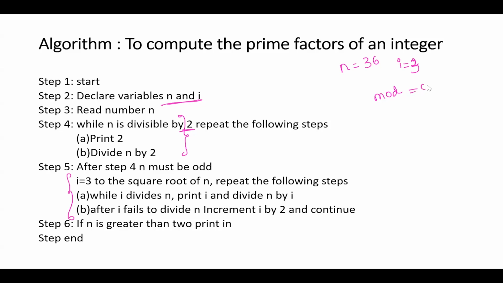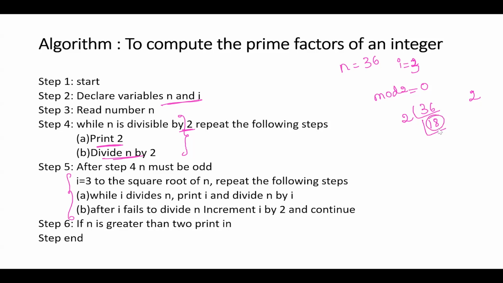So if I'm getting a 0 remainder when I'm dividing it by 2, it is understood that it is an even number. So if it is divisible, then what we are going to do is print the value 2 and divide n by 2. So let us do that. n is 36. Repeat the following steps. So I'm going to print 2. 36 divided by 2 is 18, and then I'm going to print it once again.